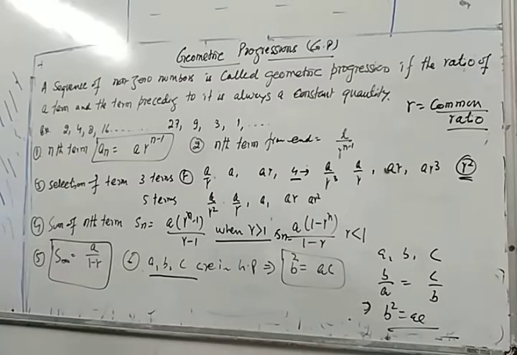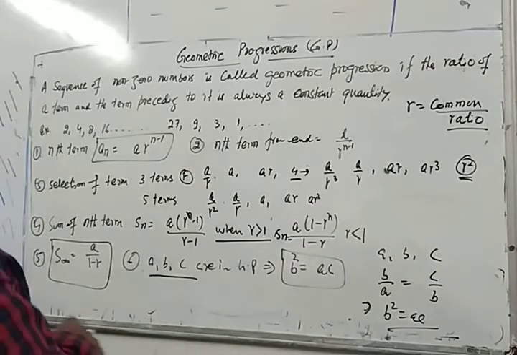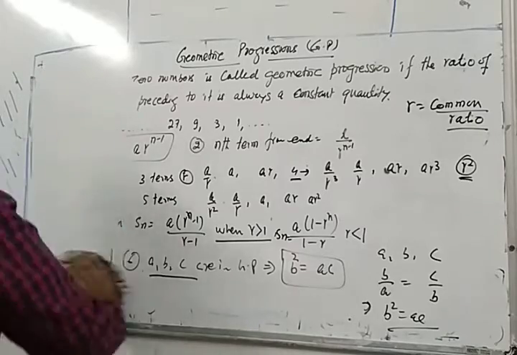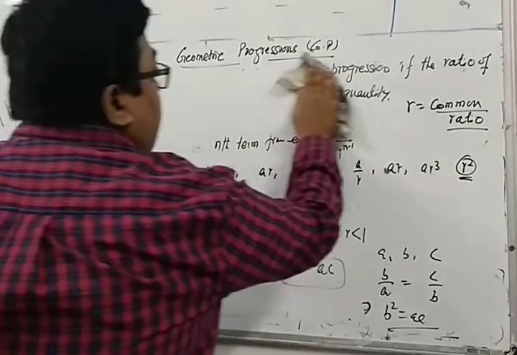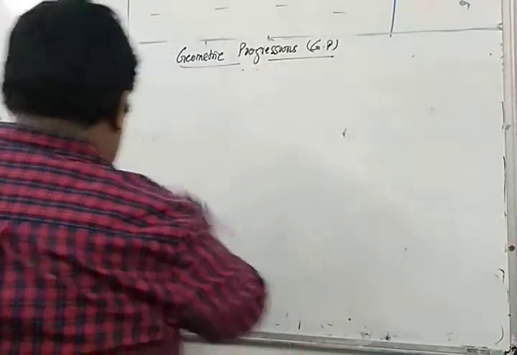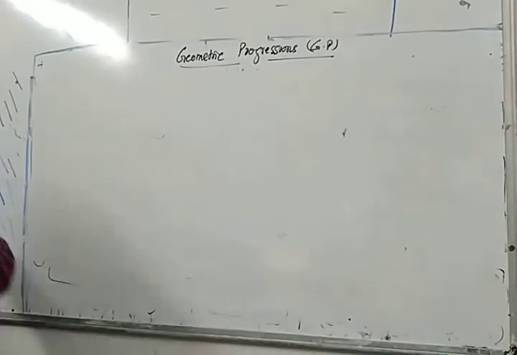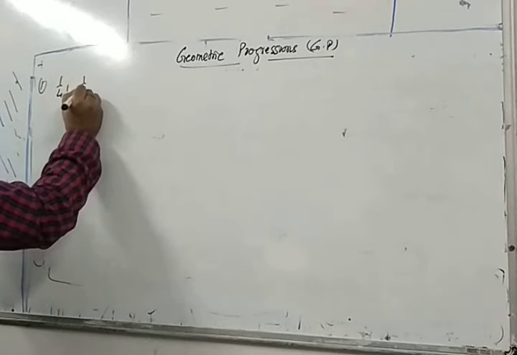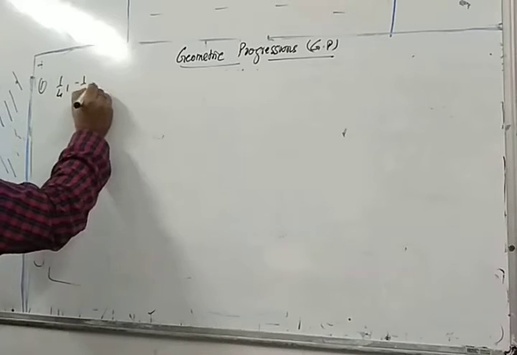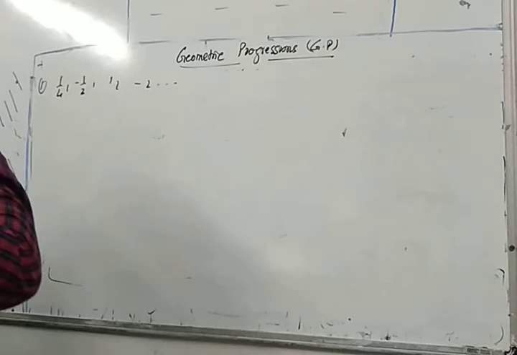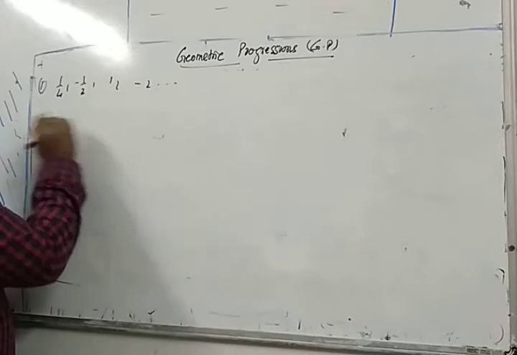Now I'm taking some questions, starting from very easy questions. The question is: there is one series, 1 upon 4, 1 upon 2, minus 1 upon 2, 1, minus 2 and so on. Find the ninth term. Okay, starting is very easy.